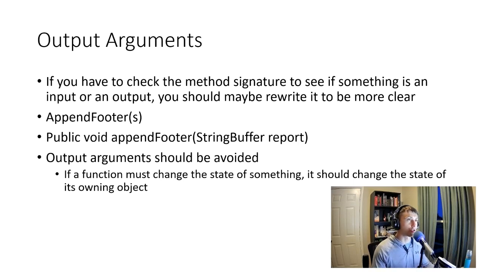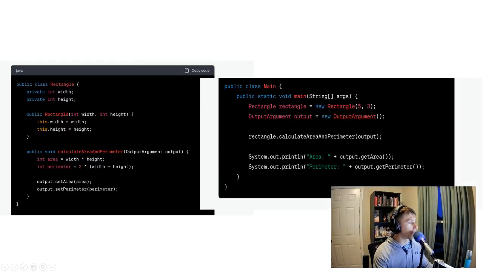So if the method belongs to a class, it's okay to call that method and then modify the state of something within that class. But if you just have a random function call that's modifying the state of an object, that probably should be avoided. So here we have this rectangle class on the left, and we have the method calculate area and perimeter. It's taking in this output argument, and then it's going to calculate the area and the perimeter. But you see here, it's not returning an area or a perimeter. It's setting it to the output argument.